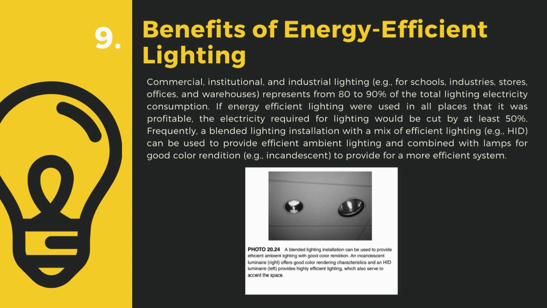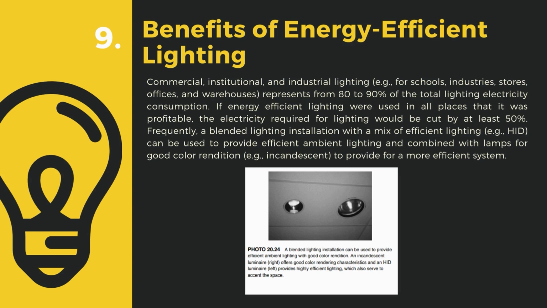Benefits of energy-efficient lighting. Commercial, institutional, and industrial lighting, for example in schools, industries, stores, offices, and warehouses, represents 80 to 90% of the total lighting electricity consumption. If energy-efficient lighting were used in all places where it was profitable, the electricity required for lighting would be cut by at least 50%.